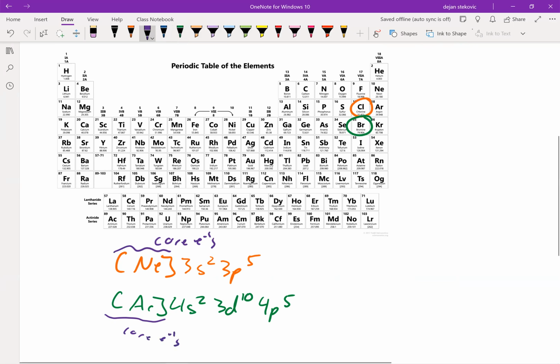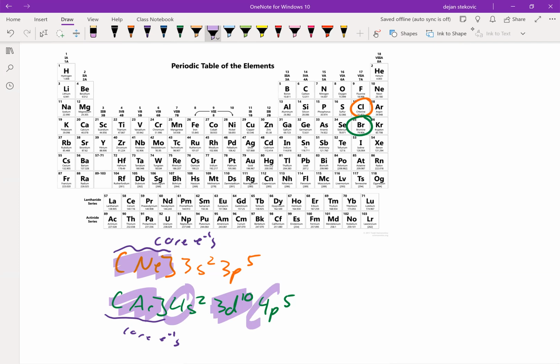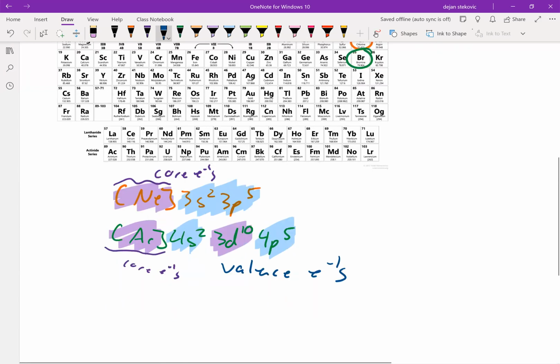And everything that is not part of the outermost shell counts as core electrons. So for example, all of these are core electrons, and so is this 3d10, right? In this case, for bromine, the outermost shell is the n=4 shell. So the n=3 shell does not count as part of the valence shells. So in this case, the valence shells are going to be the 3s2, 3p5 for chlorine, and then the 4s2, 4p5 for bromine. So those are our valence electrons. And if you note, they both have 7 valence electrons, right? 2 + 5 is 7.